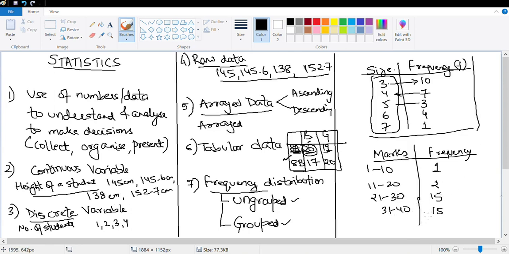So what were the marks scored by the 15 boys? Well, I don't know whether it was 31 or 40, but it was in this group. So this is known as grouped data. Perfect. Now let's move on and see the next part of this.